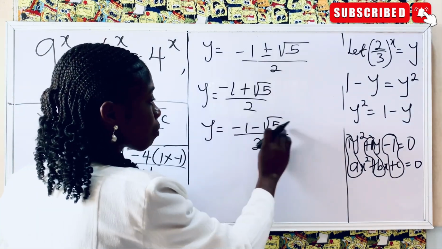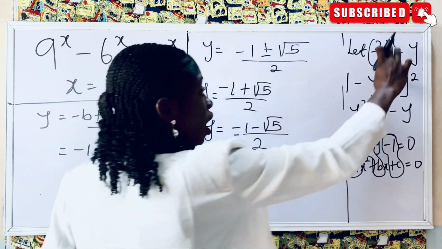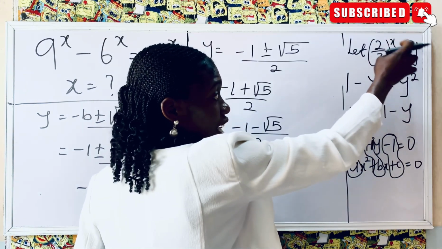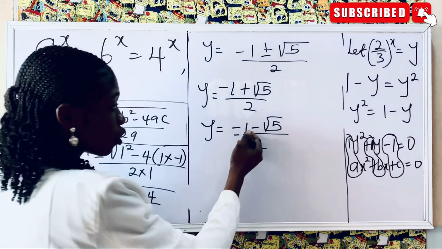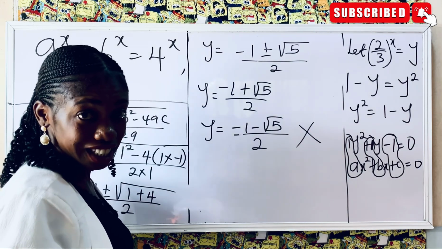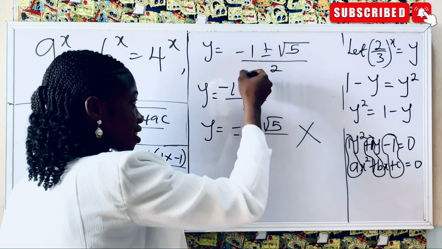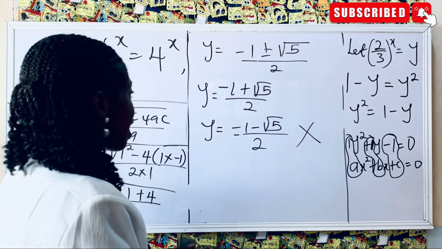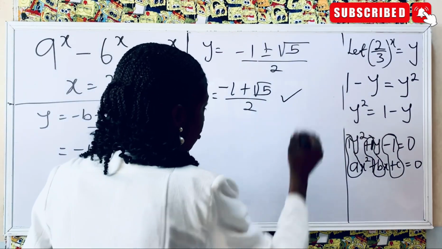Remember, if you simplify this, your value is going to be negative, and you cannot have something like this raised to a power x to give you a negative number. So you see that this becoming negative has eliminated it. We don't need a negative value. So we're going to work with the positive, because when you simplify this, it's going to give you a positive result. I hope this is clear. So in that case, we are not using this value of y. This is the acceptable y value.